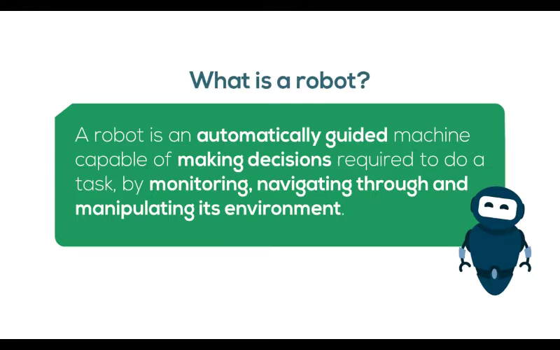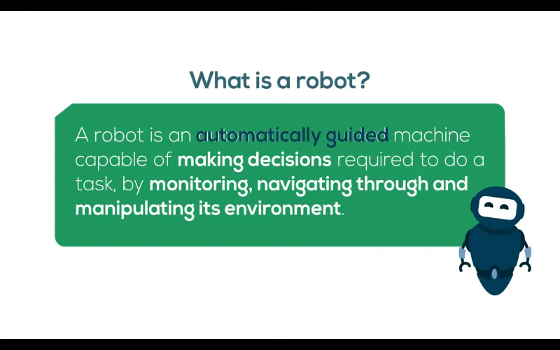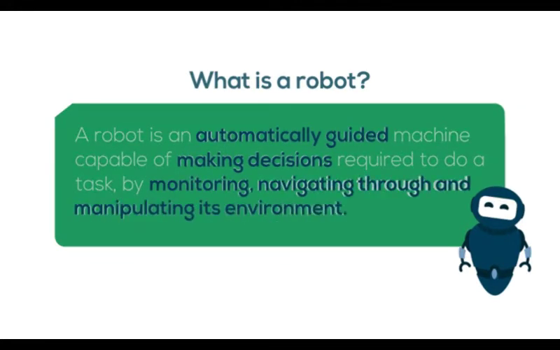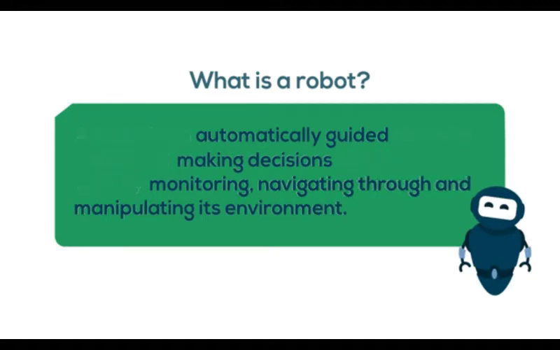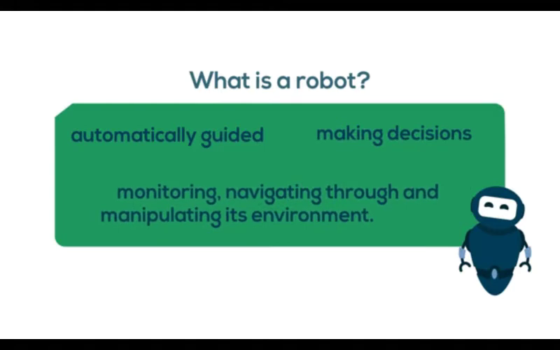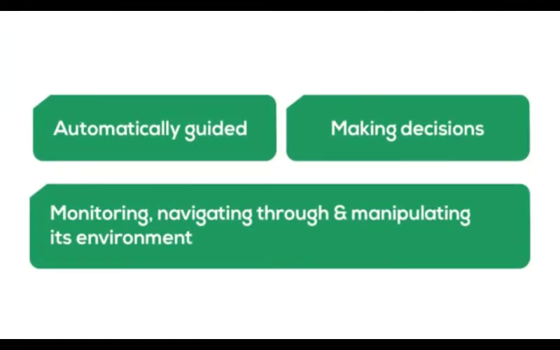Let me say it again. A robot is an automatically guided machine capable of making decisions required to do a task by monitoring, navigating through, and manipulating its environment. Now, I'll explain it to you a bit more in detail. So let's break down this definition to understand what we think a robot is.